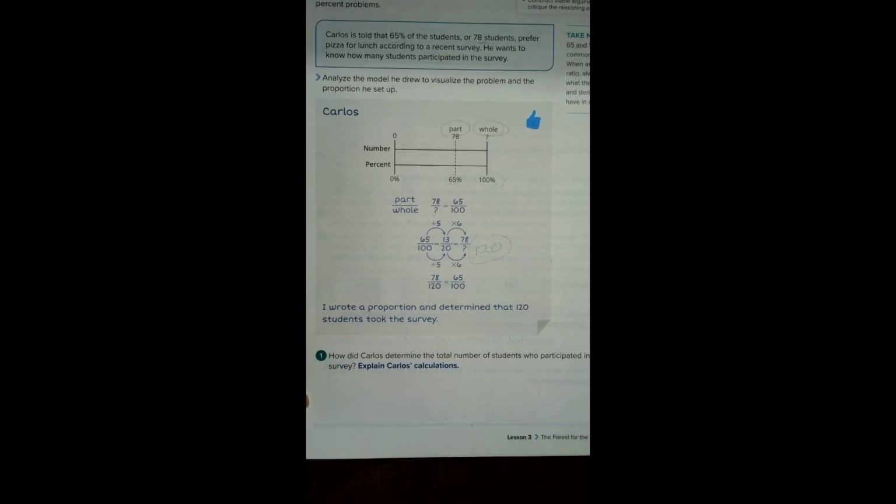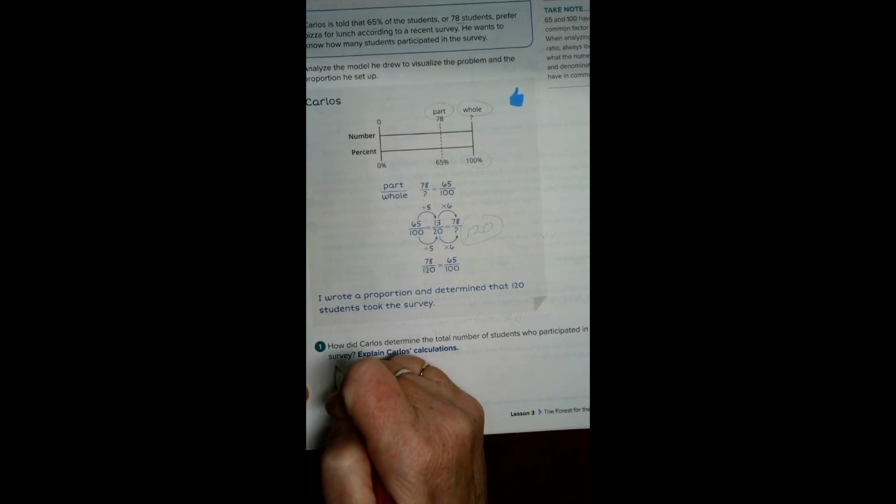How did Carlos determine the total number of students who participated in the survey? So he scaled down. He scaled 65 100ths down to 13 20ths. Then scaled up to get 78 over 120. Pause if you need to.